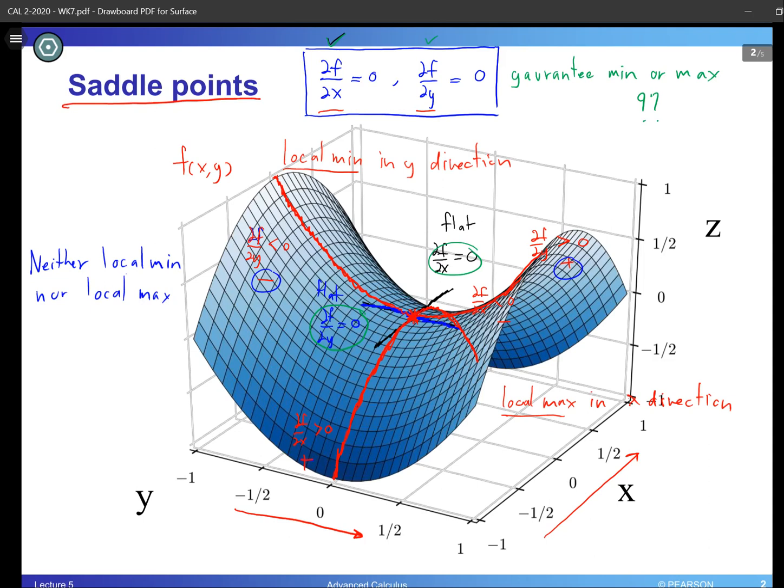Okay, so which means that these properties alone, this df by dx equal to 0 and df by dy equal to 0, cannot guarantee a local min or max because we have this counter example. So in order to find the real local min and local max, we are supposed to do some extra calculations, and let's take a look at that in the next slide.